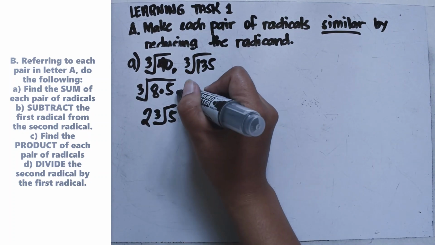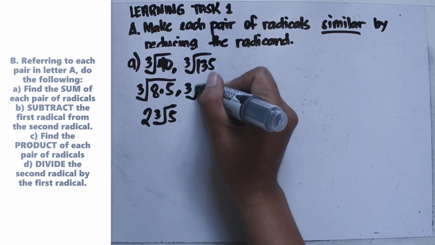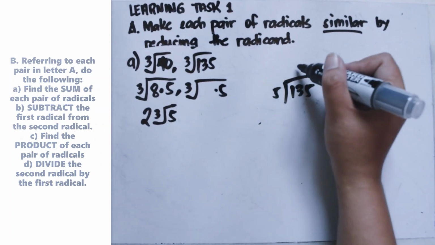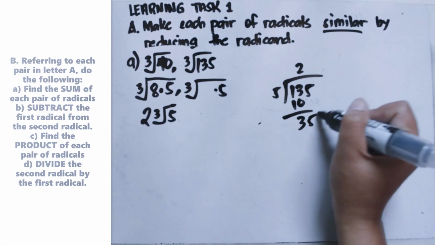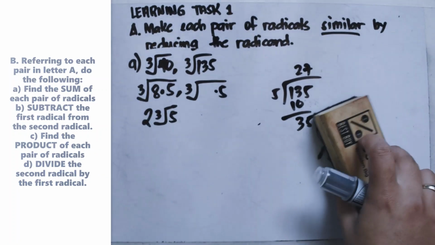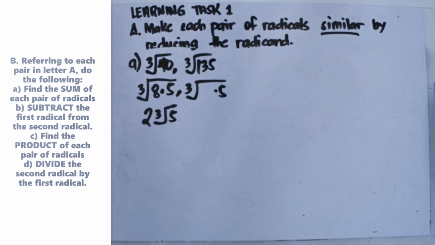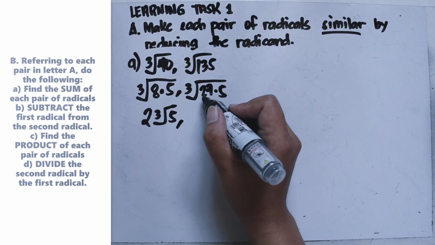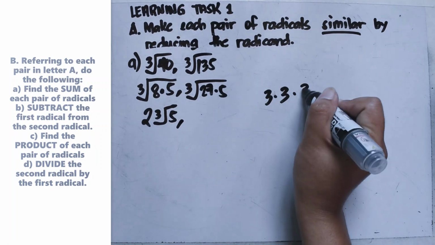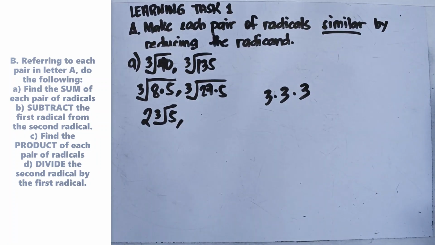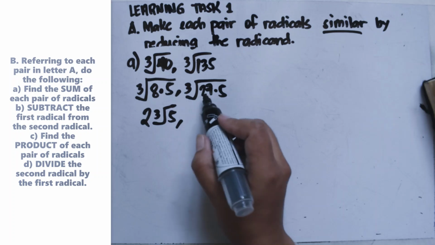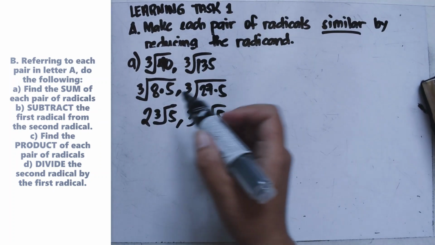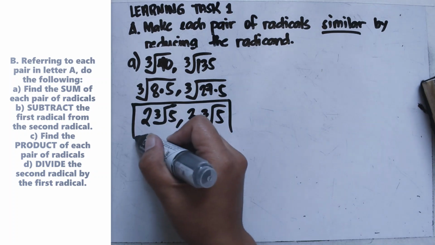So, may clue na tayo dito. Alam natin na yung factor nitong isa is 5. So, 135 divided by 5. So, we have 27. So, 27 pa yung isang factor ni 135. So, 27 times 5. And what is the cube root of 27? Siyempre, we have 3 times 3 times 3. 3 times 3 is 9. Times 3 is 27. So, cube root of 27 is 3. And then, just copy cube root of 5, yung matitira sa loob. So, ito na po agad yung ating similar radicals.